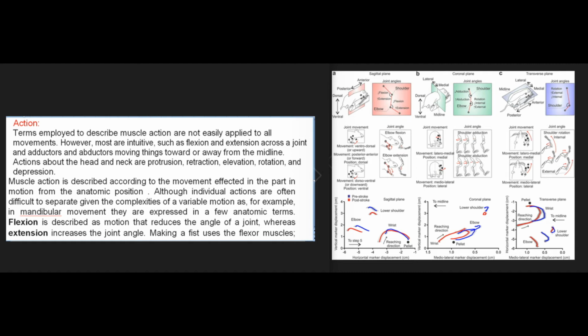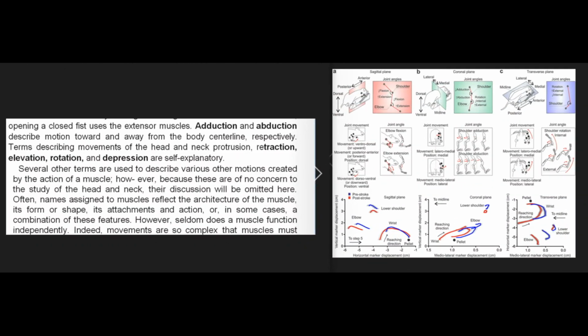Flexion is described as motion that reduces the angle of a joint, whereas extension increases the joint angle. Making a fist uses the flexor muscles, opening a closed fist uses the extensor muscles. Adduction and abduction describe motion toward and away from the body center line, respectively. Terms describing movements of the head and neck, protrusion, retraction, elevation, rotation, and depression, are self-explanatory. Several other terms are used to describe various other motions created by the action of a muscle, however, because these are of no concern to the study of the head and neck, their discussion will be omitted here.